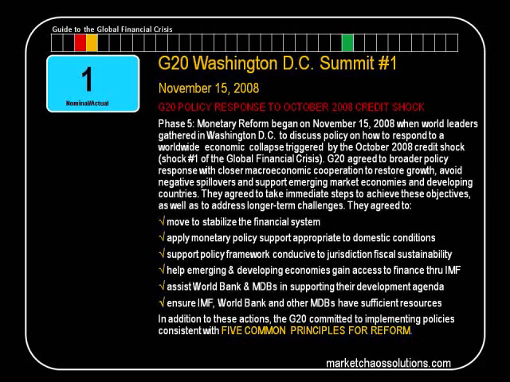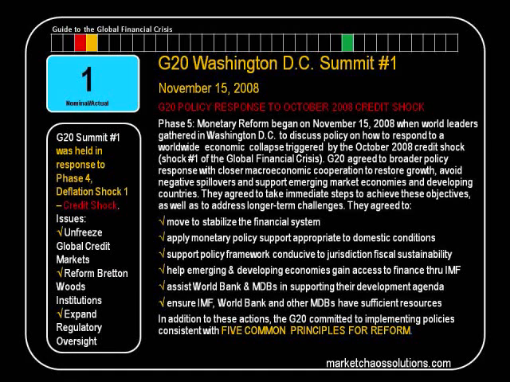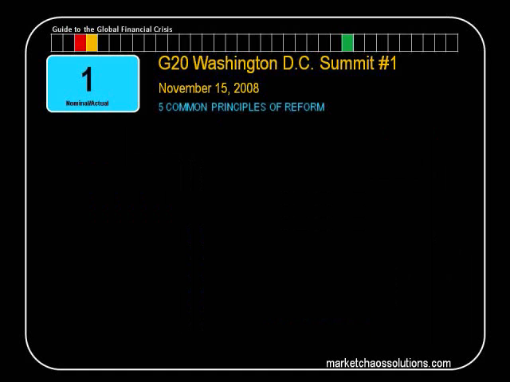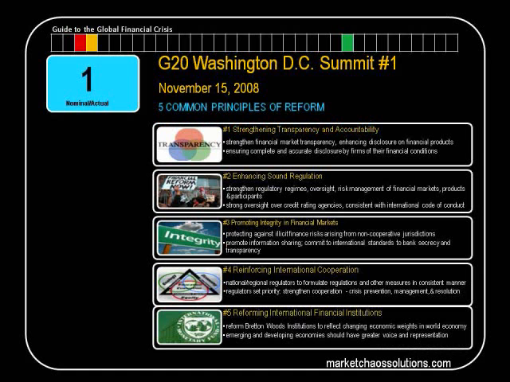So the G20 Summit number 1 was held in response to Phase 4 deflation, shock number 1, credit shock. The issues centered around unfreezing the global credit markets, reforming the Bretton Woods institutions, and expanding regulatory oversight. 5 common principles of monetary reform and organizations mandated by G20.